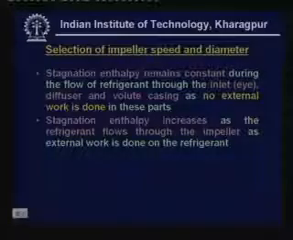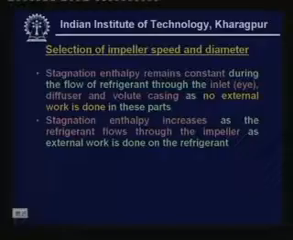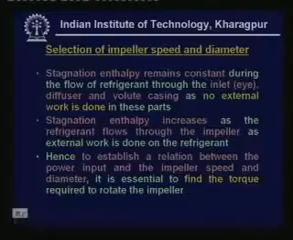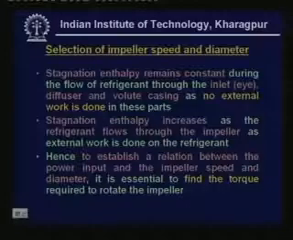Okay. Whereas in the impeller you are adding work input. Okay. So, across the impeller you find that the stagnation enthalpy is increasing. Okay. So, stagnation enthalpy increases as the refrigerant flows through the impeller, as external work is done on the refrigerant. Hence, to establish a relationship between the power input and the impeller speed and diameter, it is essential to find the torque required to rotate the impeller.